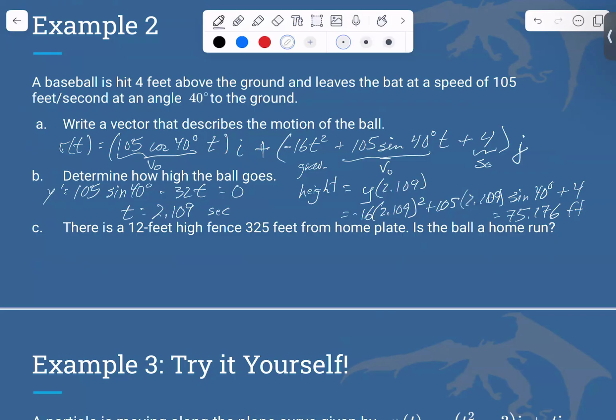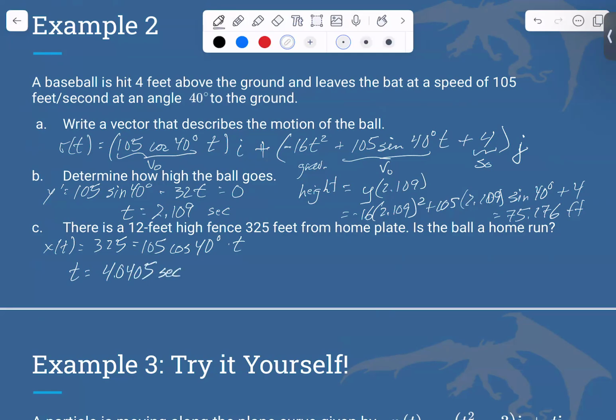All right. So to answer that, we have that. So let's figure out our x. So x of t is equal to 325, and that's equal to 105 cosine of 40 times t. So if we solve for t, we get t is equal to, it took a little over 4 seconds.